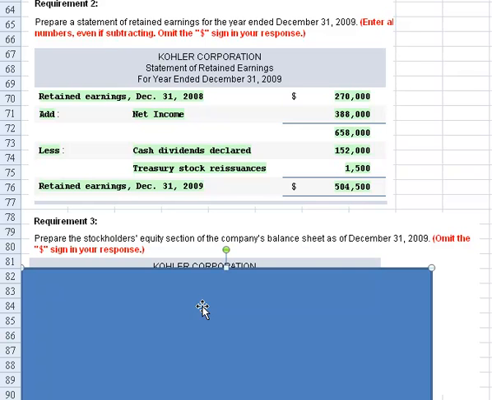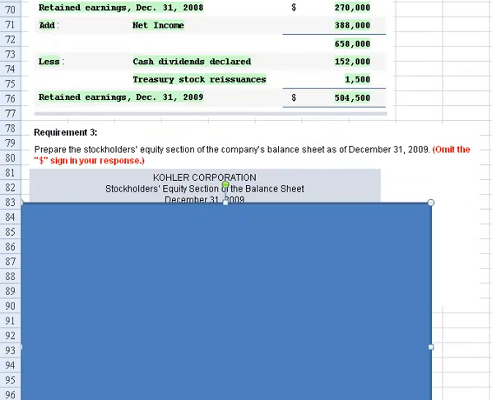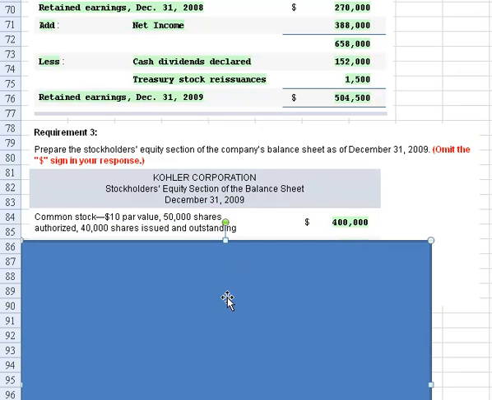Okay, once we put together the statement of retained earnings, we could move on and tackle requirement 3, which is prepare the stockholders' equity section. Okay, and this is just the stockholders' equity section of the balance sheet. So now, what do we know? We're back to having 40,000 shares outstanding, right? We had reacquired Treasury stock, then reissued it.